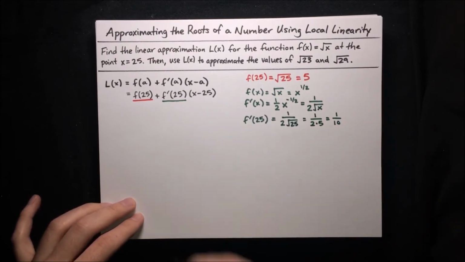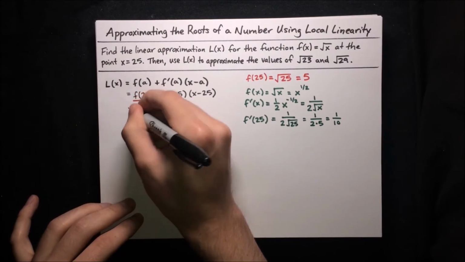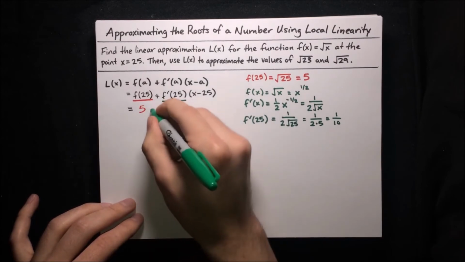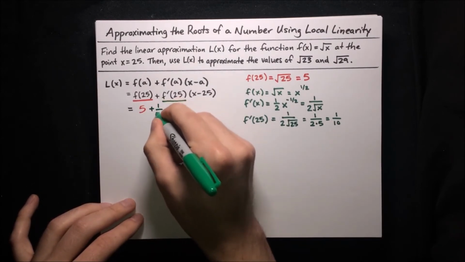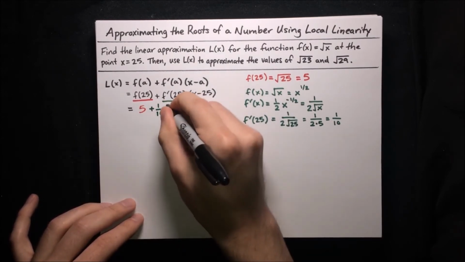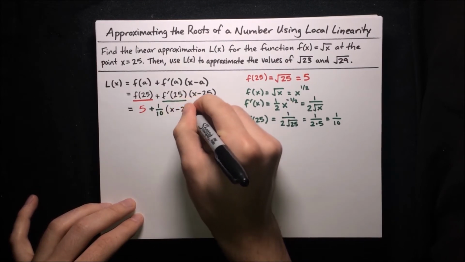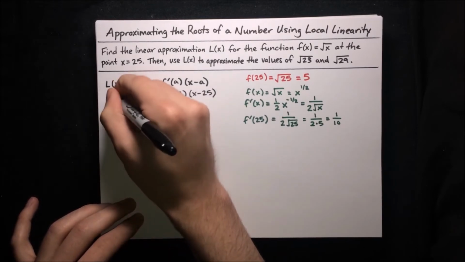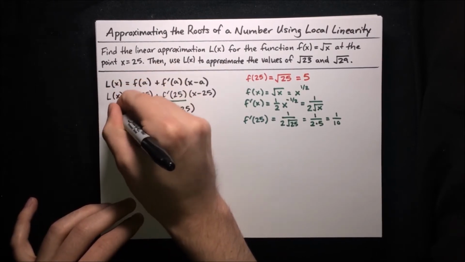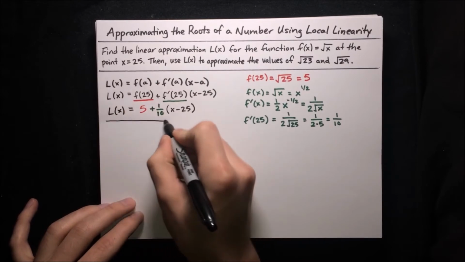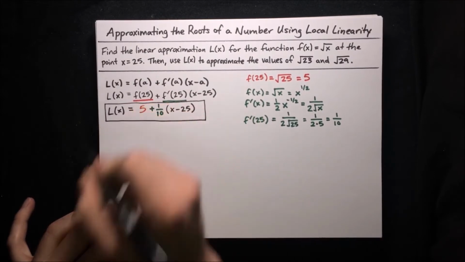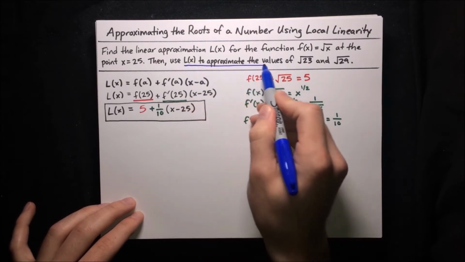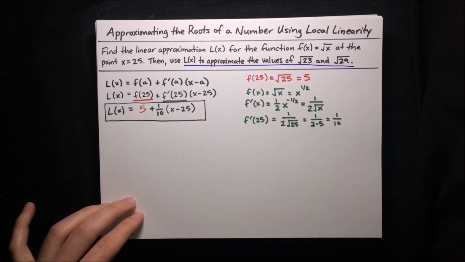So let's go ahead and do this. L of x is equal to f of 25, which is 5, plus f prime of 25, which is 1/10, times x minus 25. Alright, so that is the first part of the problem. We have our linear approximation, L of x. And now we want to work on the second part. We want to use L of x to approximate the values of root 23 and root 29.